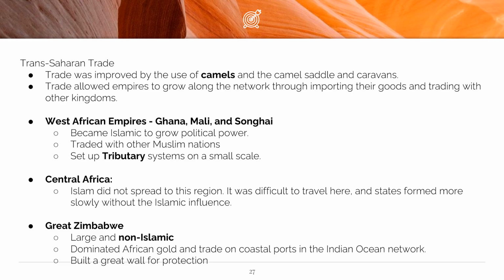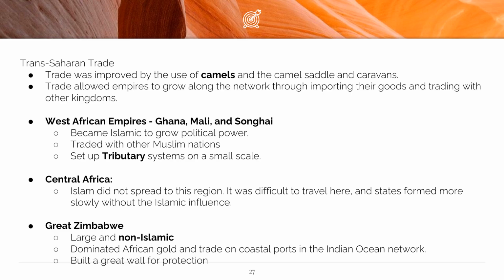They became Islamic to grow political power and to have more control over the trade system. They traded with other Muslim nations and kingdoms throughout Africa, and they also set up tributary systems. Not at the same degree that we see in East Asia and in the Americas, but they did have a type of tributary system established.